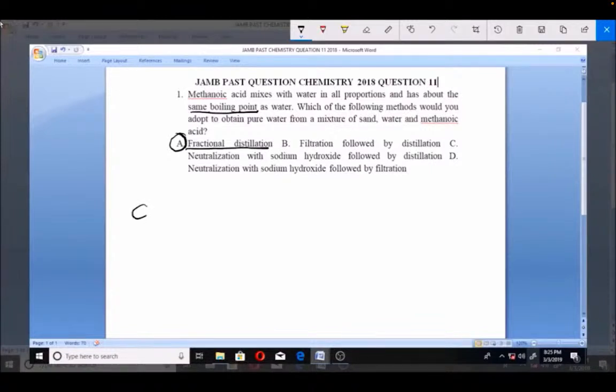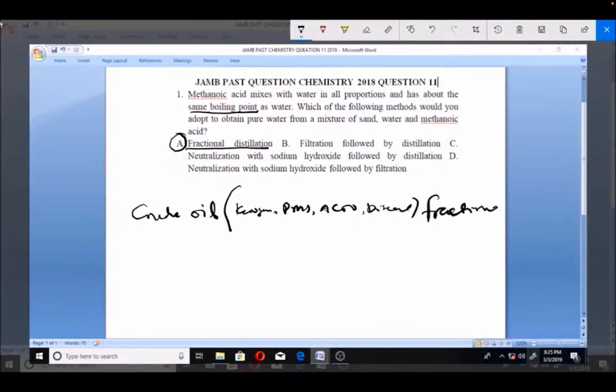Like when we have crude oil. In Nigeria, crude oil is our major source of income. So to separate crude oil into kerosene, normal fuel, the PMS, AGO, diesel, and the rest of them, you use a process known as fractional distillation. Why do we use fractional distillation to do this? Because they have close, similar boiling points. So that's why you do that.